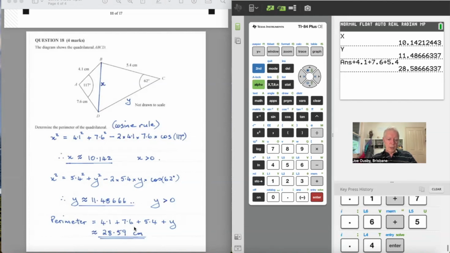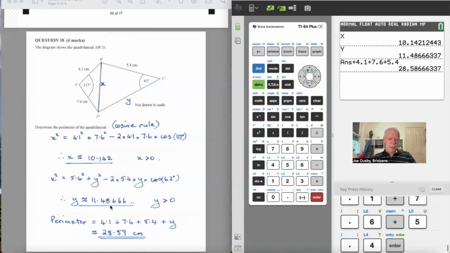Now, in terms of an answer, the answer is in centimeters. It's 28.59 approximately. And that's the end of that.